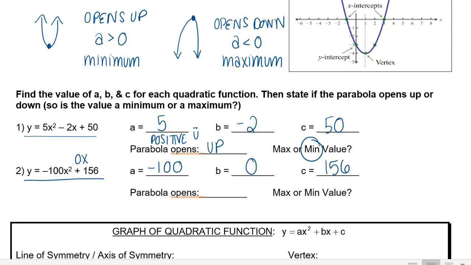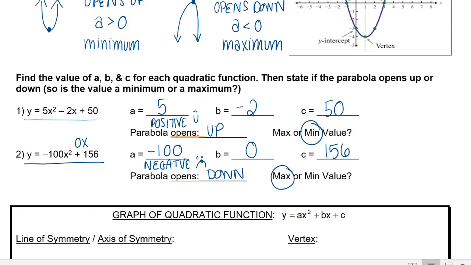So to determine whether that parabola opens up or down, we look to the sign of that a value. It is negative, so we have a frowny face, meaning it will open down. And then we have a max value, right? We have the highest point on that frowny face.